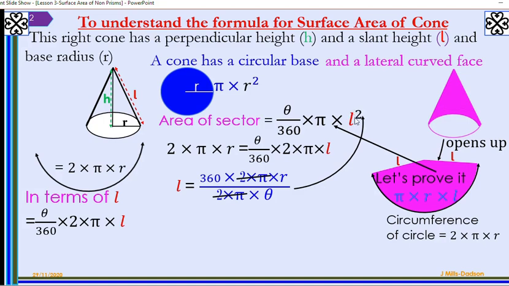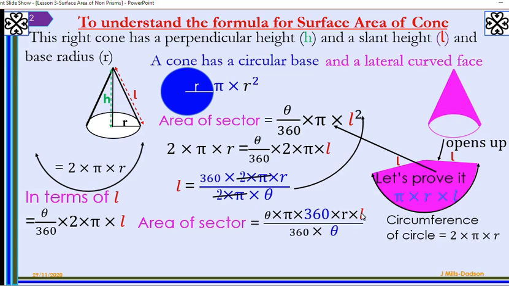So if I replace one of the L's with 360r over theta, I'm going to have a formula as this. 360r over theta represents L, and it's L squared, so there's another L left. Crossing out the common ones, I'm now left with pi r L, which is our formula. So the lateral curved side of a cone is given by pi times the radius times the slant height.